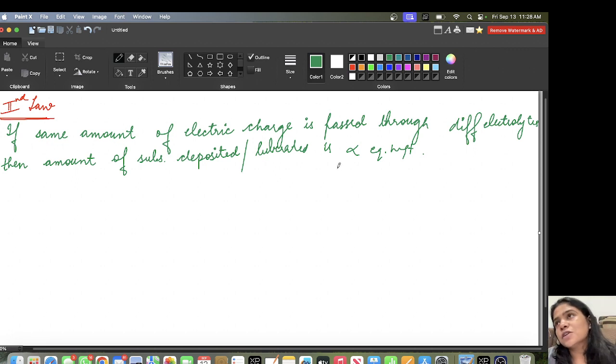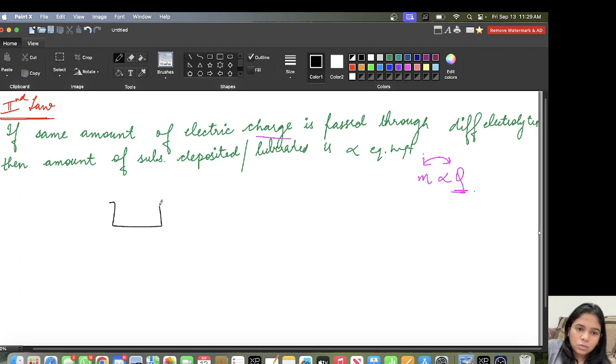See, what was the first law? The amount of mass deposited is directly proportional to your Q. This one was your first law, right? Mass is directly proportional to Q. What is the second law telling us? If the same amount of electric charge is passed, just the opposite, then the amount of substance liberated is proportional to your equivalent weight.